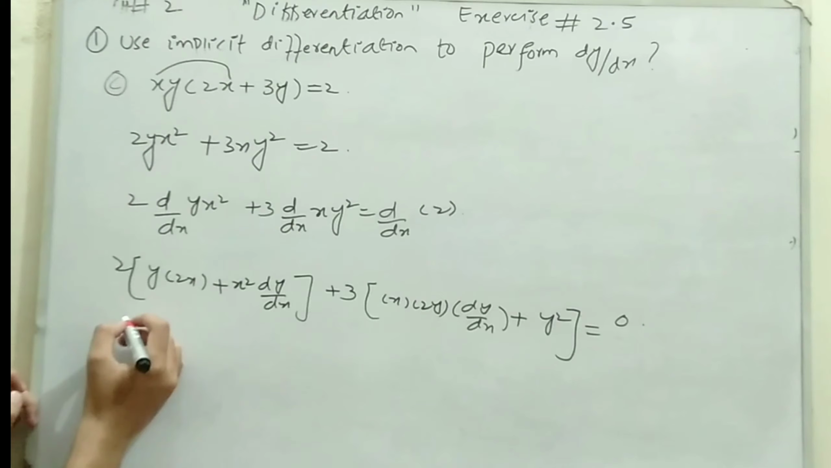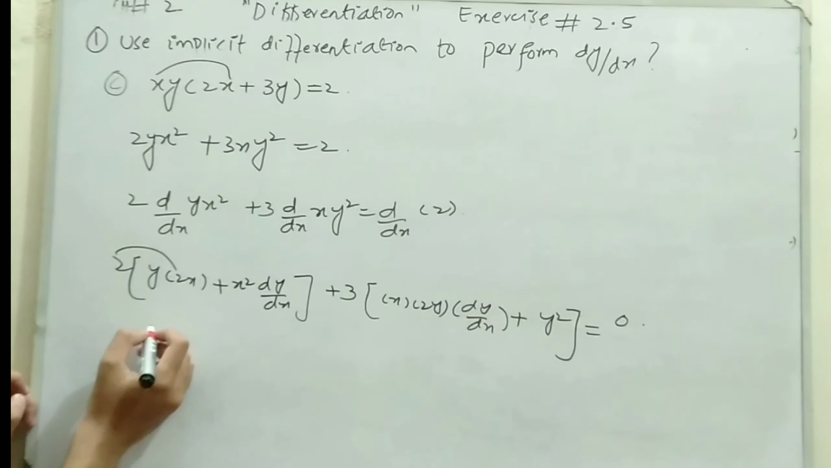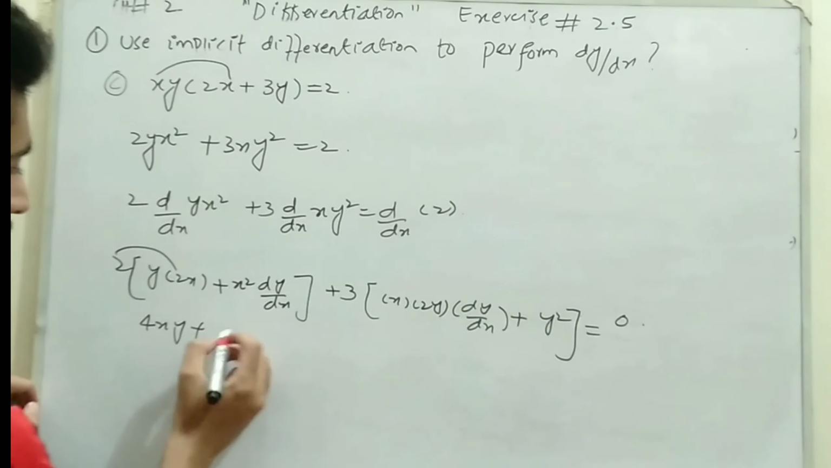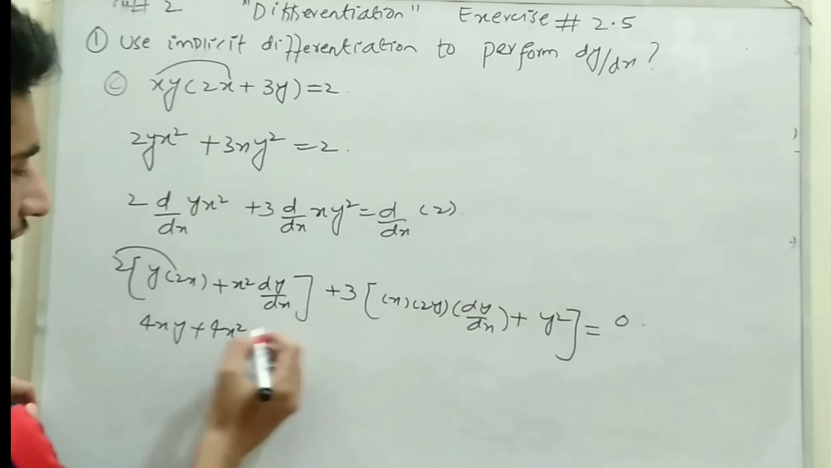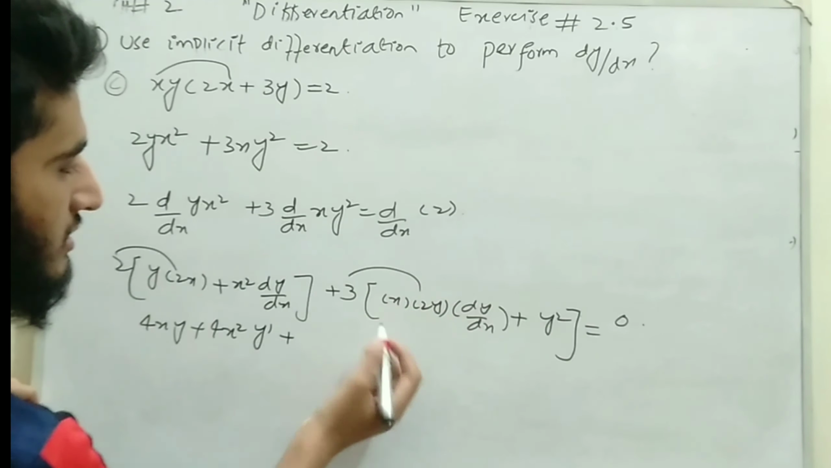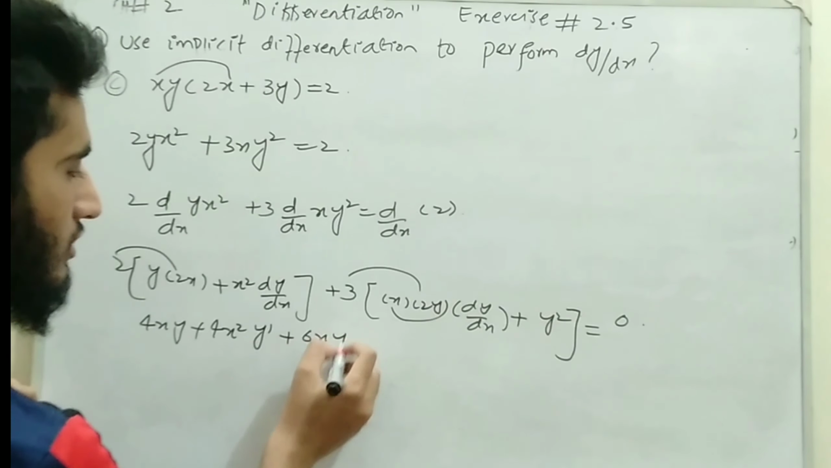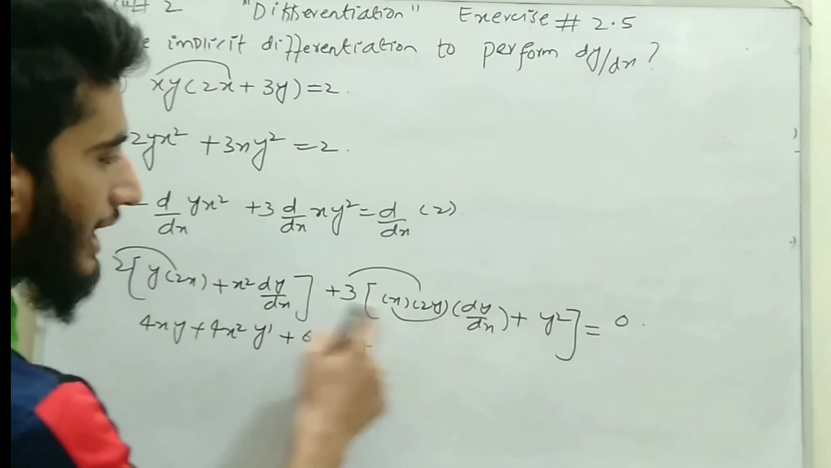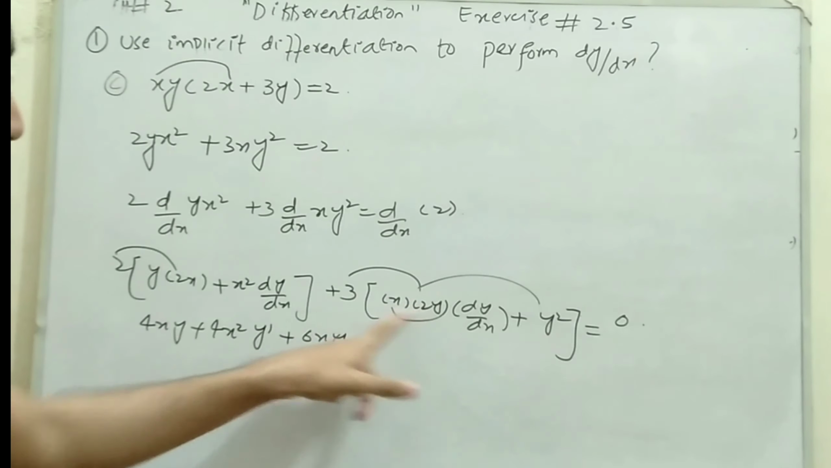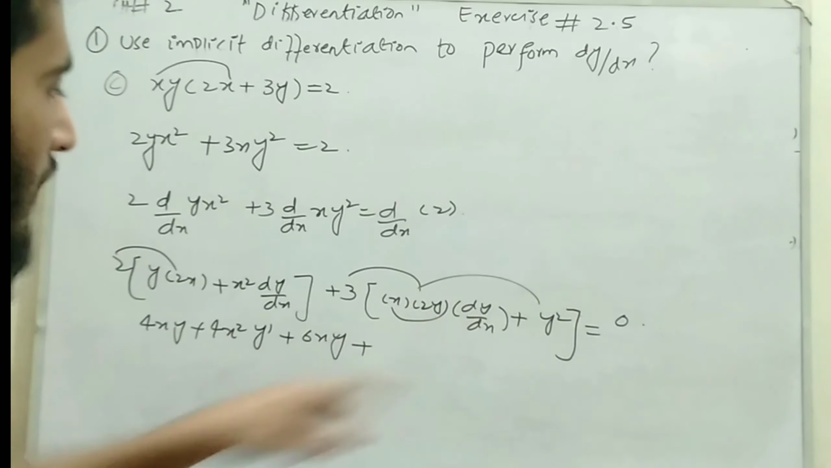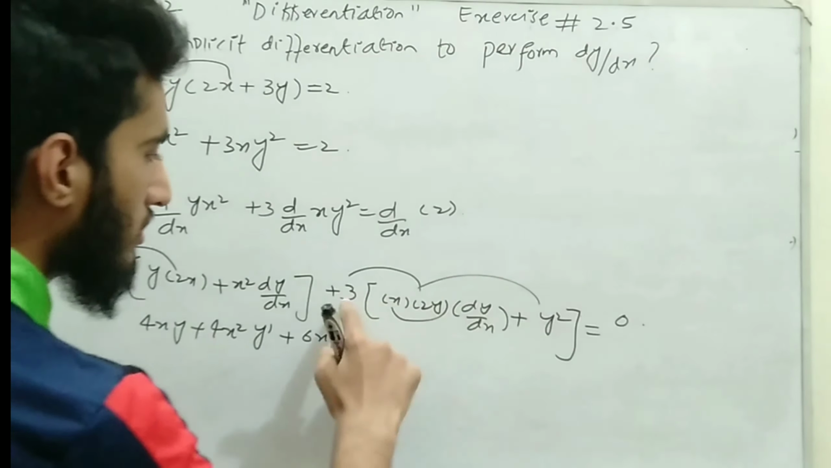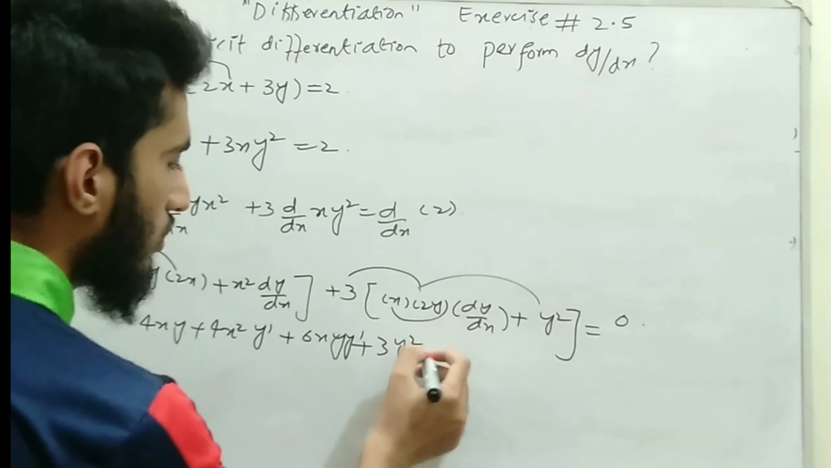Now by simplification, 2 multiplied by 2 gives us 4xy, and after this 2 multiplied by x square dy by dx gives us 2x square, and dy by dx can also be written as y prime. Plus 3 multiplied by 2 gives us 6, and xy, so 6xy. After this, plus the same 3 multiplied with y square, so over here it gives us 6xy dy by dx, which can be written as y prime, plus 3y square will be equal to 0.